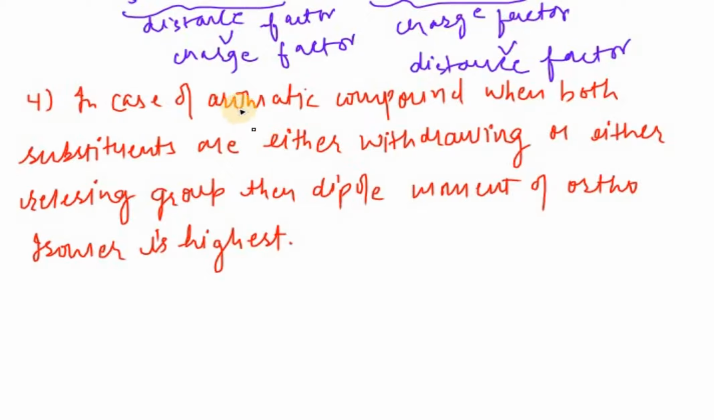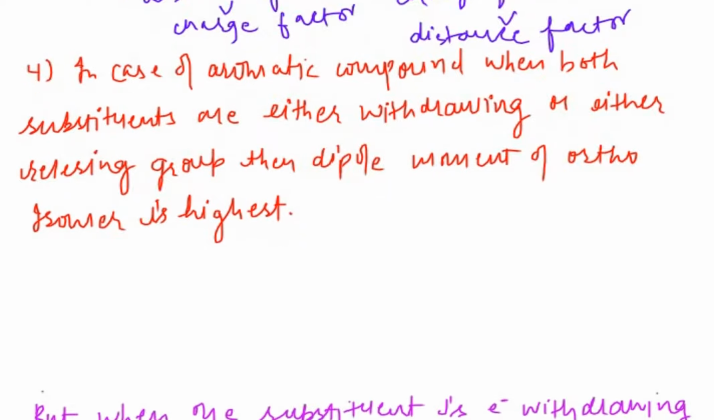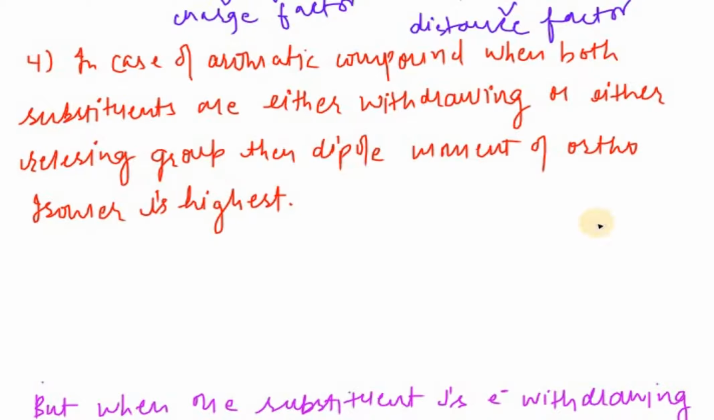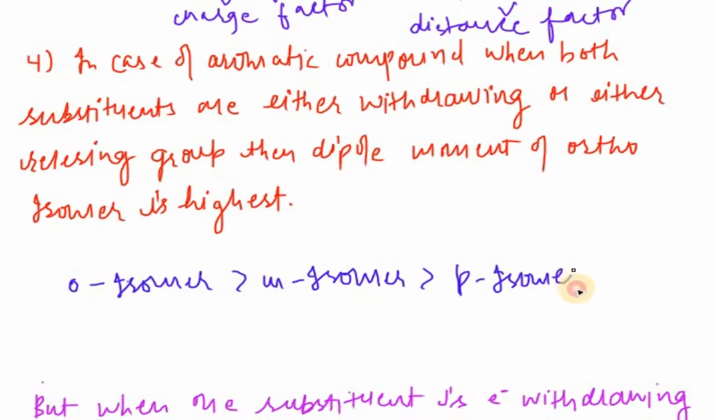Now let's talk about the aromatic compound. In case of aromatic compound, when both substituents are either withdrawing or releasing groups, then dipole moment of the ortho isomer is highest. So now let's see when we have three types of isomer: one is ortho isomer, one is meta isomer, one is para isomer. In that case, the ortho isomer dipole moment is higher than meta isomer dipole moment, than para isomer dipole moment.